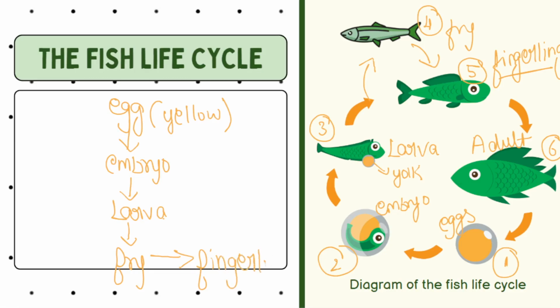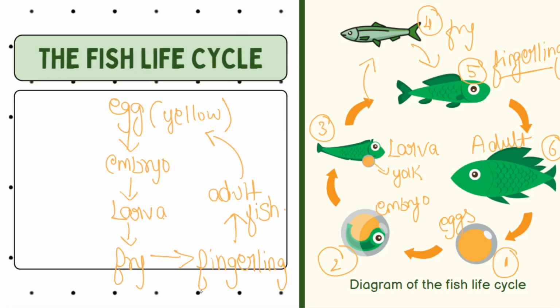Fingerling is nothing but a fish whose size is equal to our finger size. Okay, it's very small. Our finger size fish is called a fingerling. Next, the last stage is the adult fish. Adult fish is a big fish. Again, this adult fish lays eggs and the process continues. Fine, this is the life cycle of a fish.